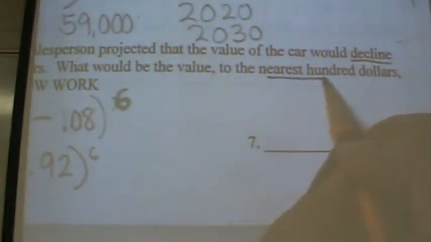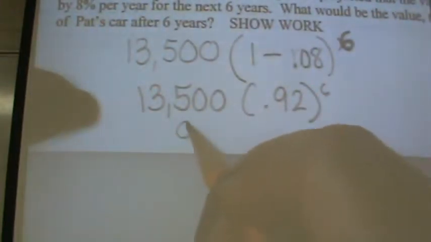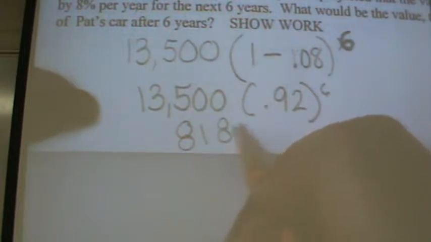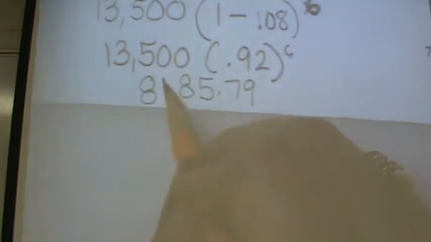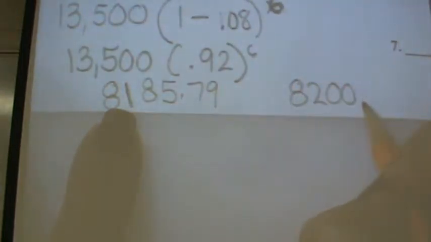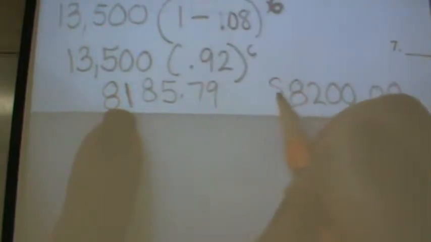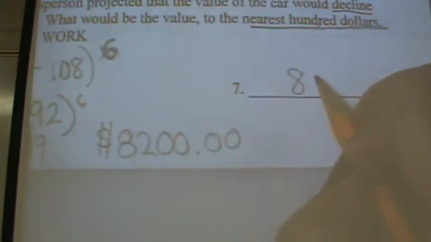Now, we want to know, what's the value to the nearest $100? So if you do this problem in your calculator, you get $8,185.79. Well, the question says to the nearest $100. This is the $100 spot. So you go to the left, this 8 tells you to do what with this 1? Bump it up to 2. So the car is going to be worth $8,200 in 6 years.